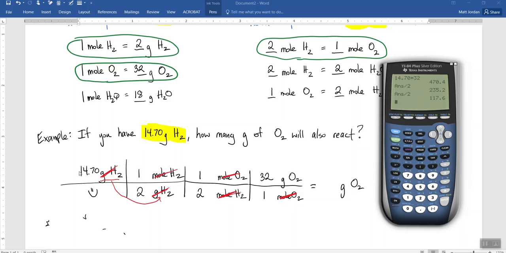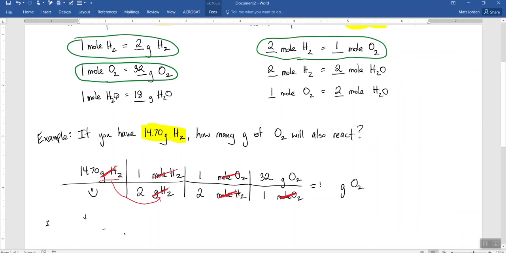If I look over here, I need to now consider significant figures. There are 4 significant figures in this value, and there should be 4 significant figures in this value. We're getting 4 here, so we're just going to write the whole thing down. Your answer should be 117.6 grams of O2.